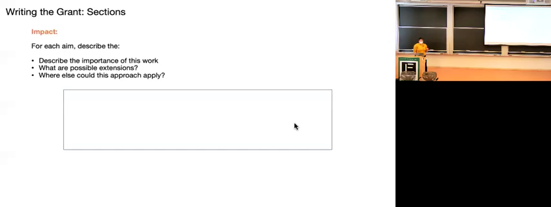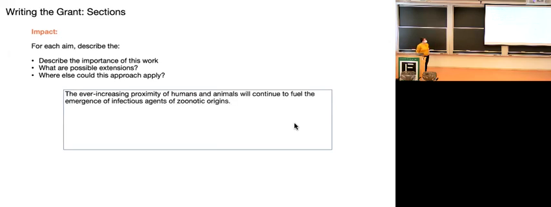Then you'll write an impact statement. This is for your overall goal. We also write probably some outlook statements in your aims. For each aim, describe the importance of this work, what the possible extensions are, and where else it could apply. That's really important, because you're not just doing this research for this one specific thing. You'll probably have extensions. It might be your next grant. So already start to think about that.